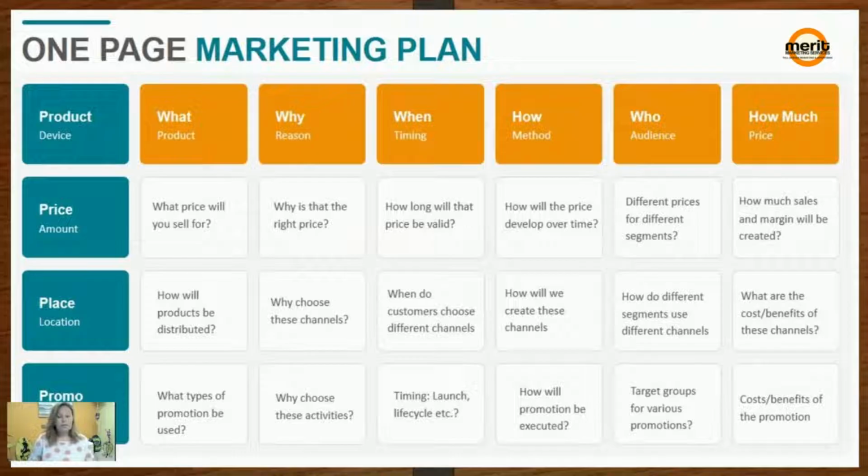How will we create the channels? Do we need to make relationships with the gas stations? Do we need to go out and purchase a cart? Do we need to put a drive-through in? And how do those different segments use those different channels?